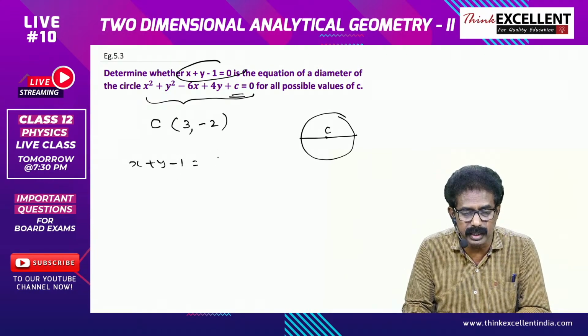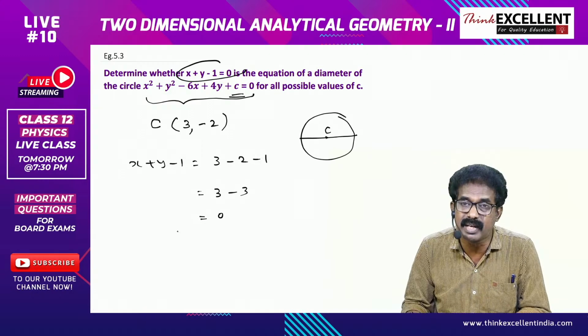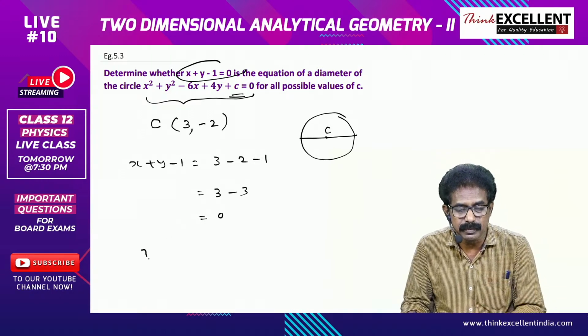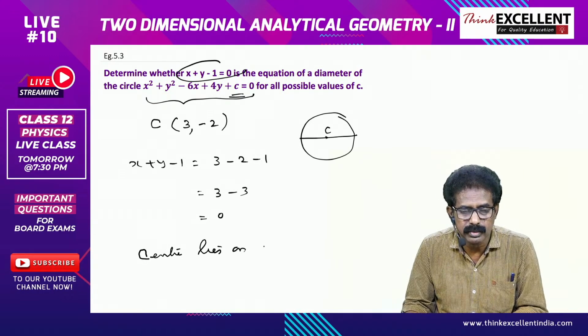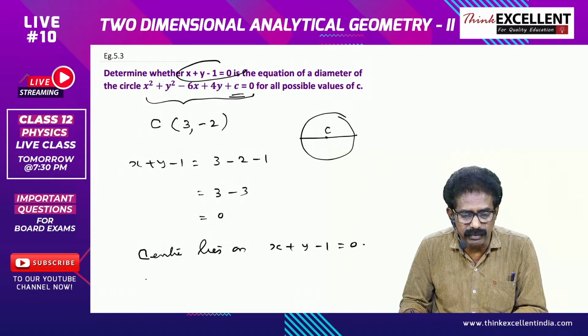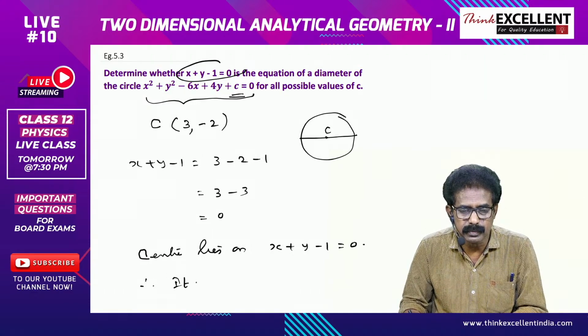The x value 3 plus the y value minus 2 minus 1. You are getting 3 minus 3 equal to 0. Satisfies, right? The center lies on x plus y minus 1 equal to 0. Therefore, it is the equation of a diameter.